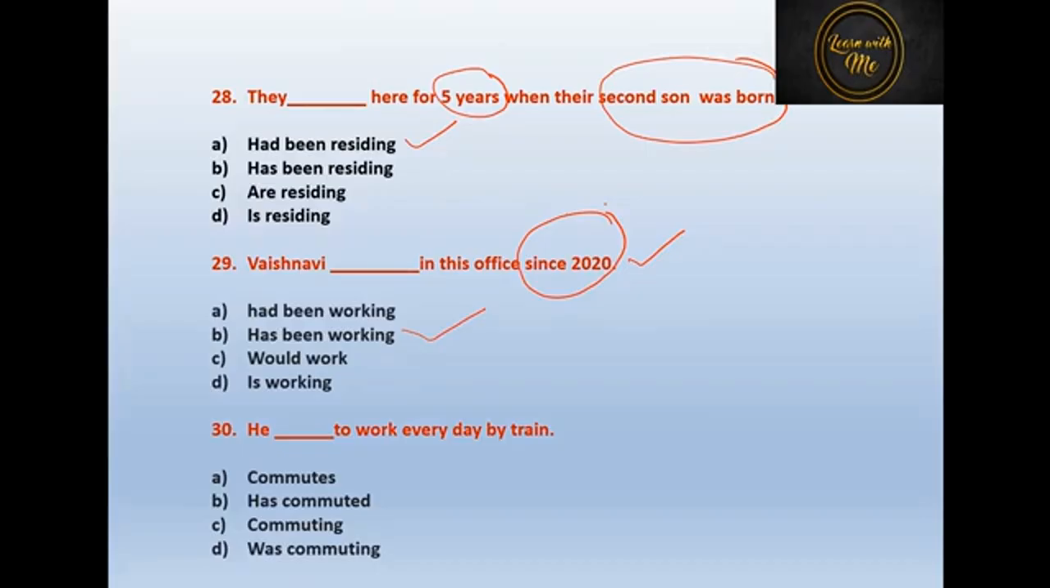Now question number 30. He dashed to work every day by train. Every day. You know the classical example of simple present. The sun rises in the east every day. Rama goes to the office every day, daily, every week, every Monday. So question number 30 is nothing but simple present, and the keyword every day is helping you to confirm that it is simple present. So he commutes to work every day by train.